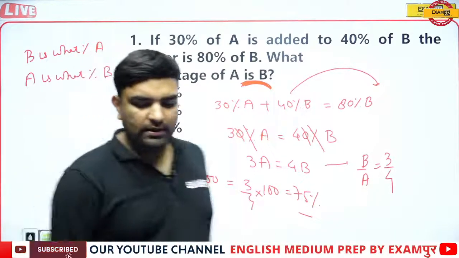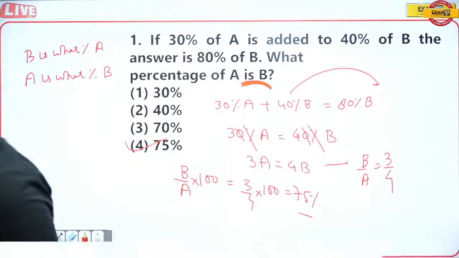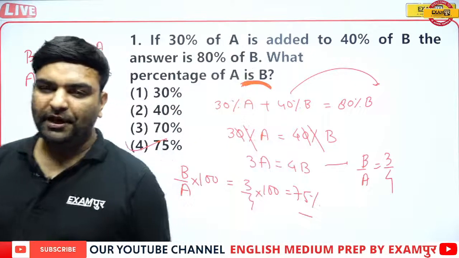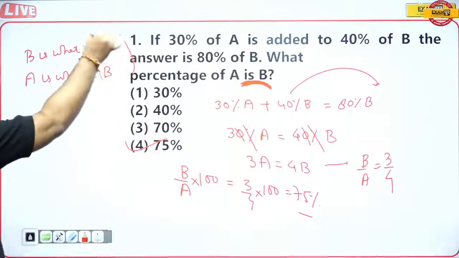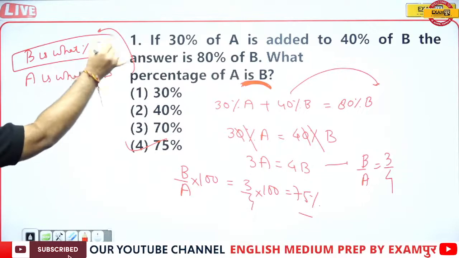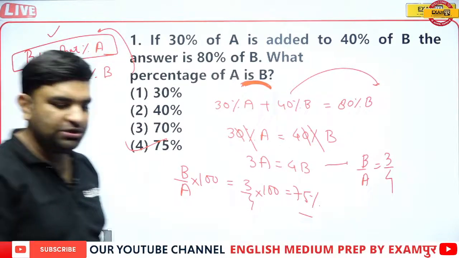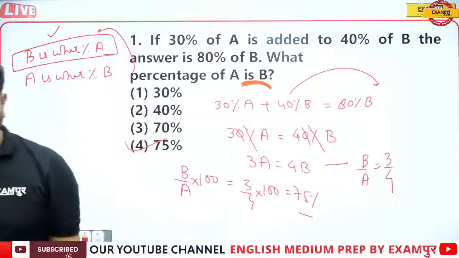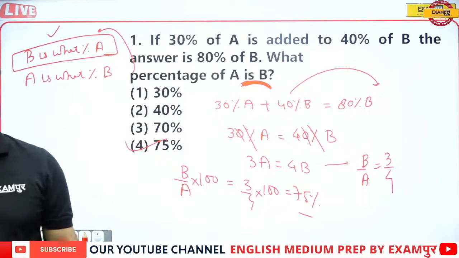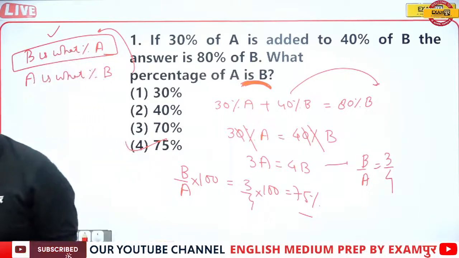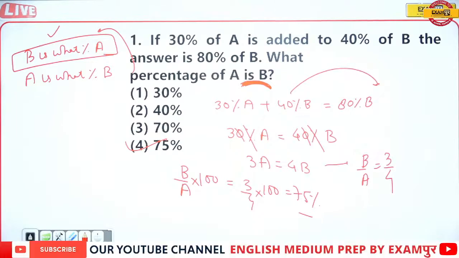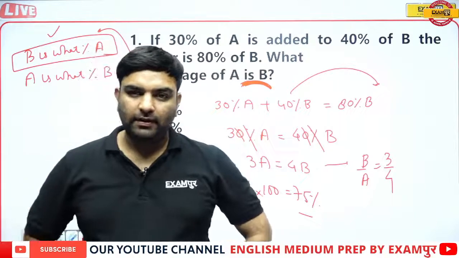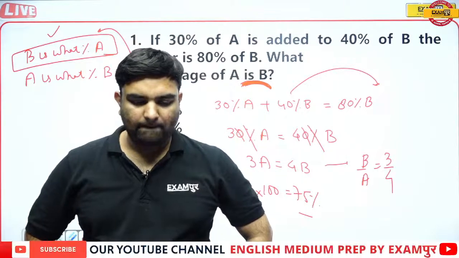Please do watch out and then do let me know. So the correct interpretation was that B is what percent of A. B is what percent of A is the correct interpretation of this question. Is it clear? Perfectly clear, guys. Great.